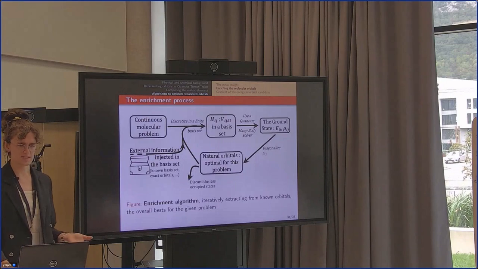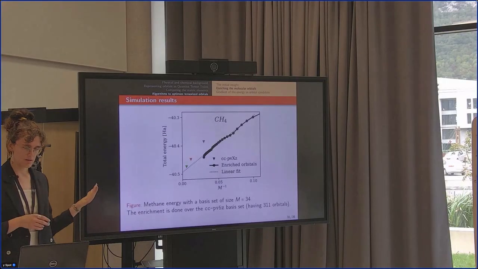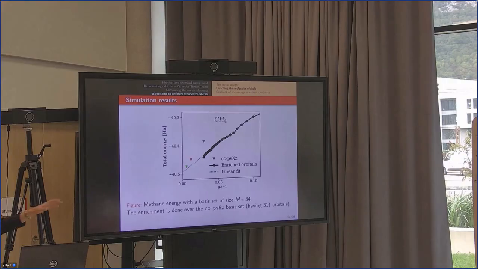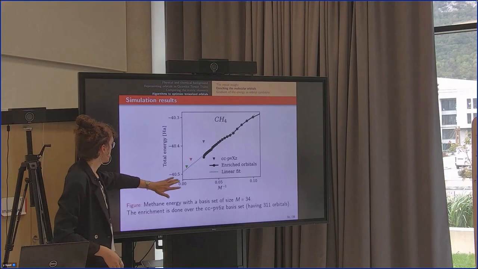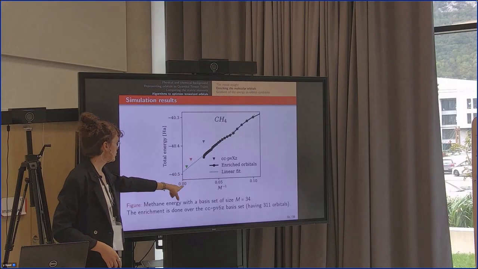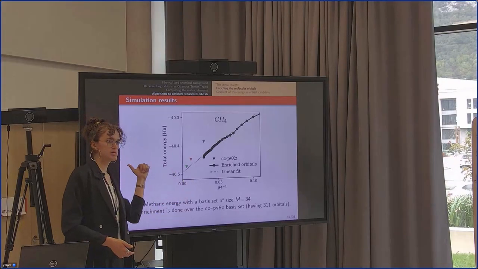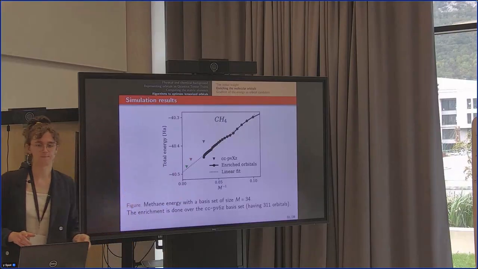Great. So now let's apply this to a real problem. Now I'm showing what we got for CH4. CH4 is the methane molecule. I'm plotting the energy that we obtain as a function of the number of orbitals, still as m-1. So if you go in that direction, it means that we pay more for the result.